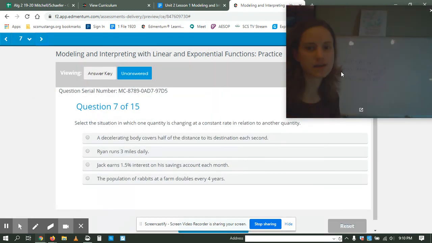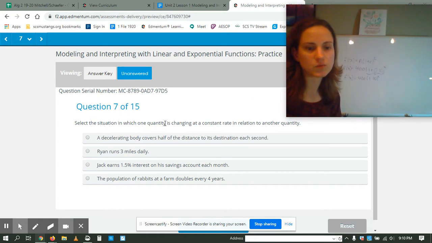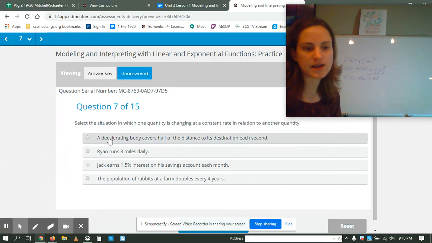Looking at 7, they want us to select the situation in which one quantity is changing at a constant rate in relation to another quantity. So with this one, we've got a decelerating body covers half the distance to its destination each second.